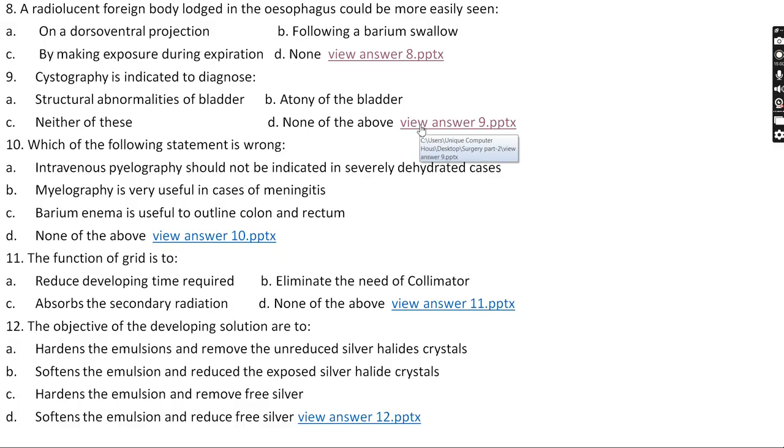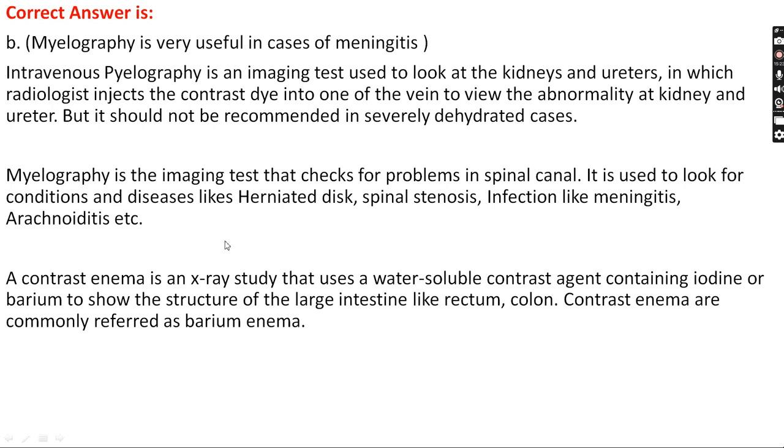Question number 10. Which of the following statements is wrong? Option A, intravenous pyelography should not be indicated in severely dehydrated cases. Option B, myelography is very useful in case of meningitis. Option C, barium enema is useful to outline the colon and rectum. Option D, none of the above. The right answer is option A. Option B, that is myelography is very useful in case of meningitis.